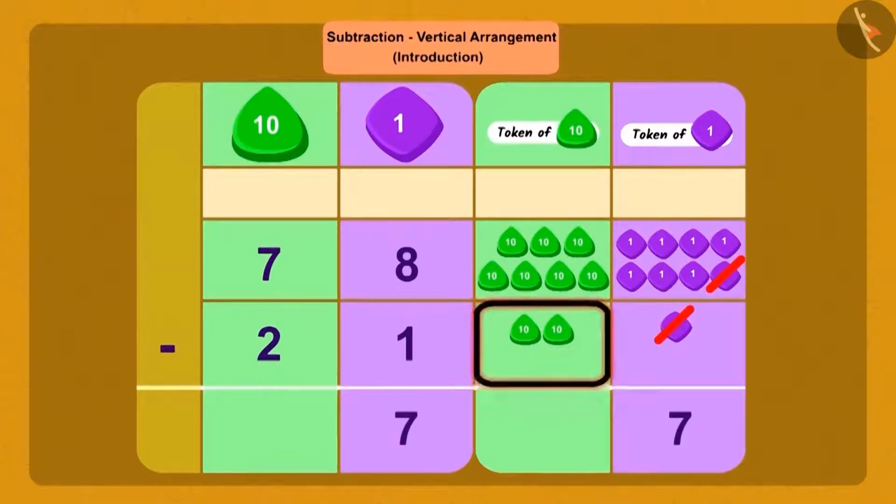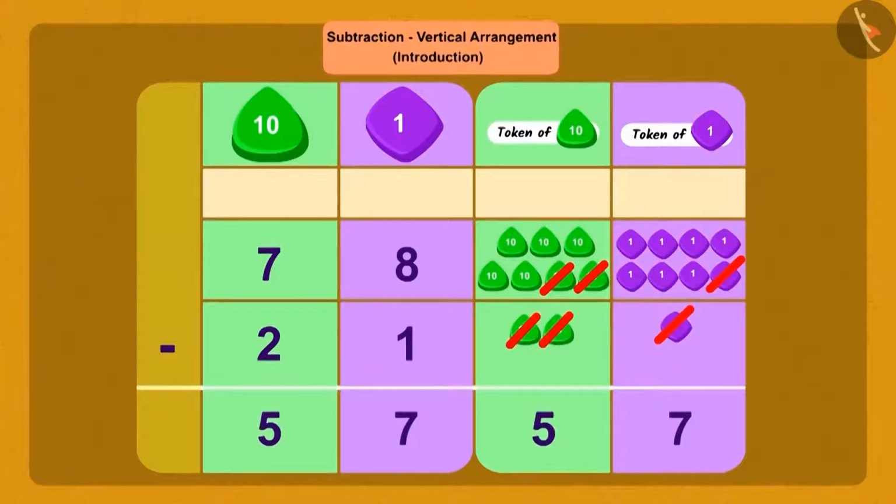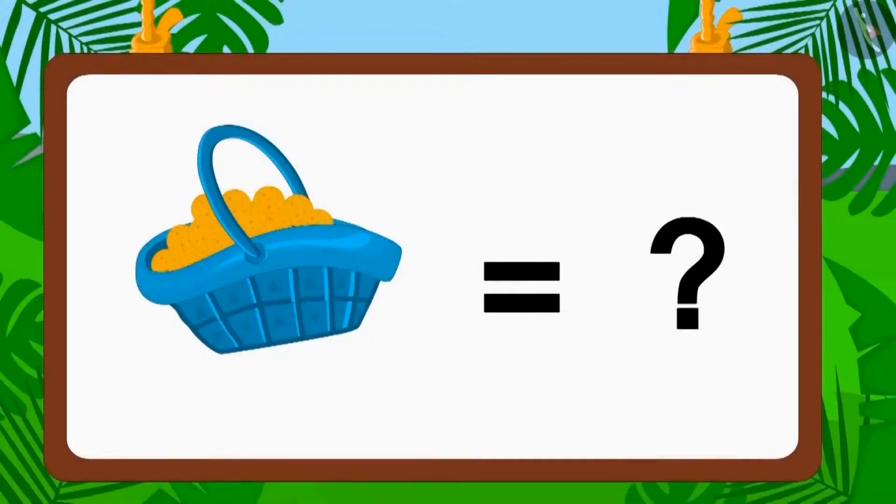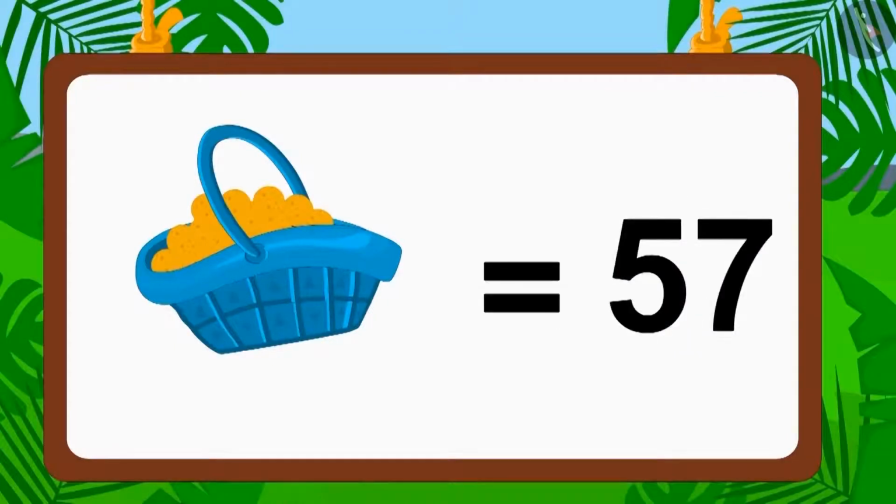Now, if we remove 2 tens from 7 tens, then how many tens will be left? Absolutely correct. 5 tens. So now, how many laddus are left in the basket? Yes, 57 laddus are left in the basket.